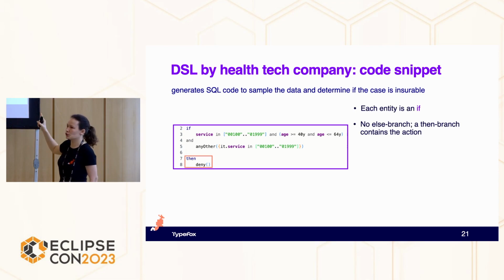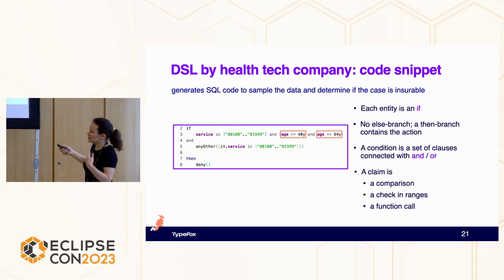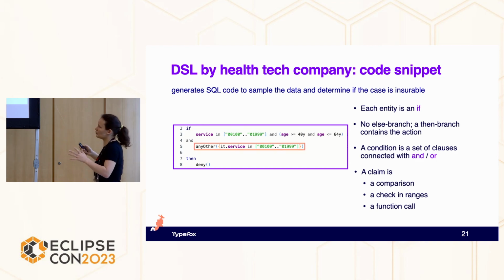So if the condition is true, it means that we don't have to pay money, but have to do something else. Pay less money or don't pay money at all. And that's what will be described by this function in the then branch. So a condition is a set of clauses connected with and or. And a clause is a comparison, a check in ranges, or a functional call. In such a way, we can translate to SQL code and get the answer.